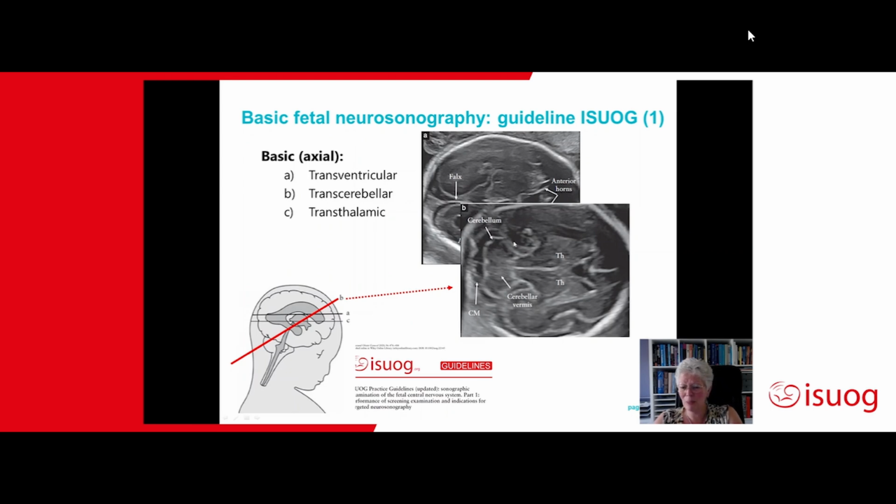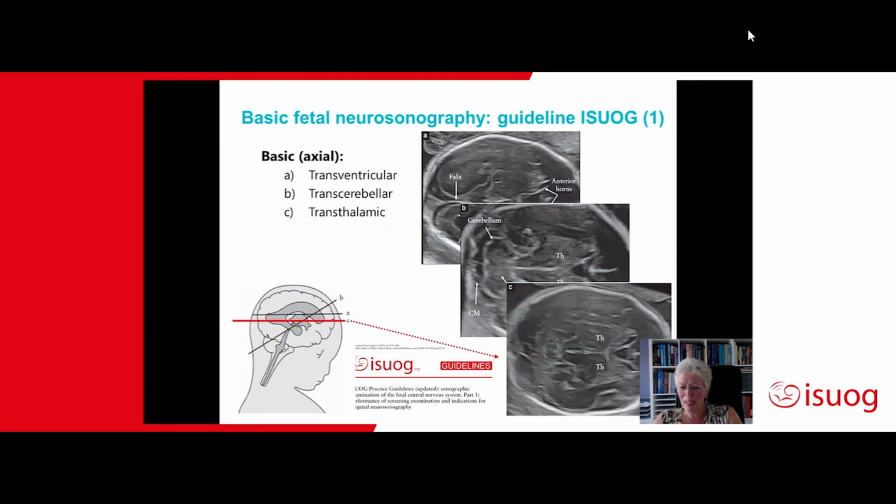If we tilt the probe a little bit, we get the transcerebellar plane, where we can of course see the cerebellum. We can see the cisterna magna over here, and if we measure, this should not exceed 10 millimeters. We can see both thalami over here. Also, you can see that the cavum septum here has a little bit different shape, more of a triangle, and again the frontal horns over here.